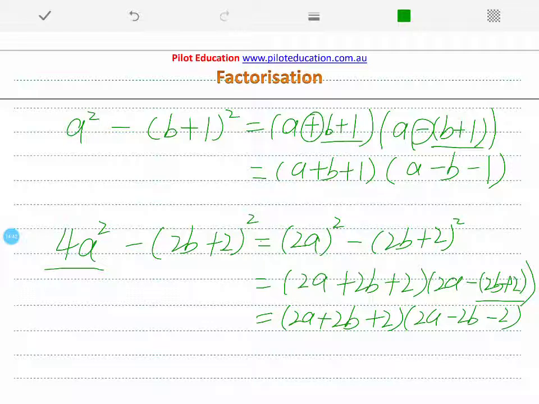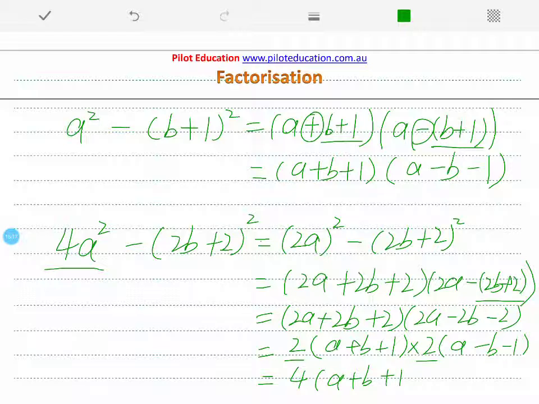But here you find there is still a common factor in both brackets. For the first one it is 2, you put that in front, becomes a plus b plus 1. Okay? The next one, when you multiply the number and the bracket, you have to write the sign for times. So times 2a minus b minus 1. So these 2 times these 2 is 4. 4 times a plus b plus 1 times a minus b minus 1. Okay?